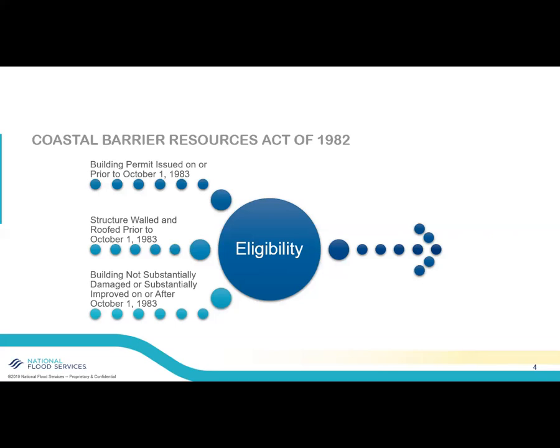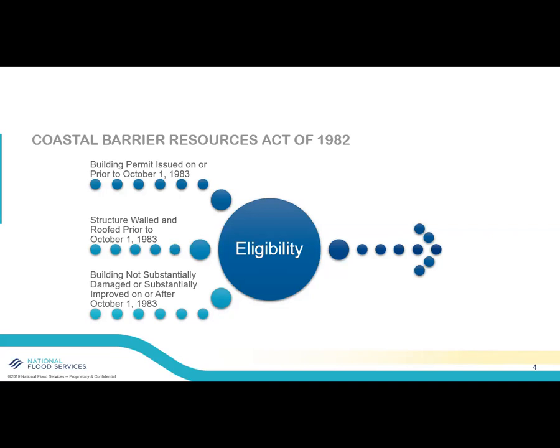That structure also has to be walled and roofed prior to October 1st of 1983, and it cannot be substantially improved, which means that the improvements, the cost of which exceed 50% of the market value of that structure, also cannot be substantially damaged, which means it has had significant damage. Again, the cost of which equals or exceeds October 1st of 1983.